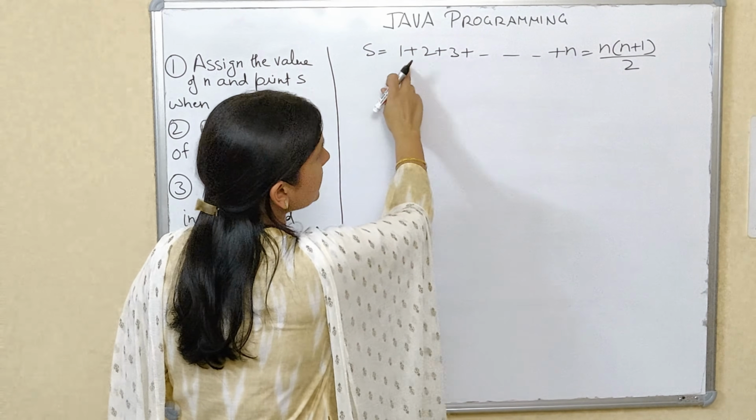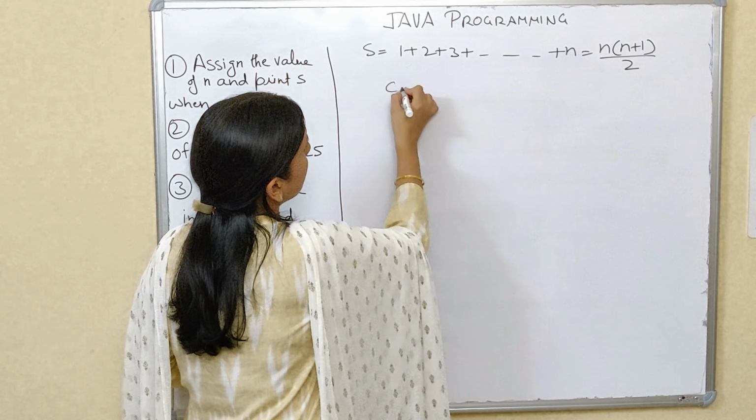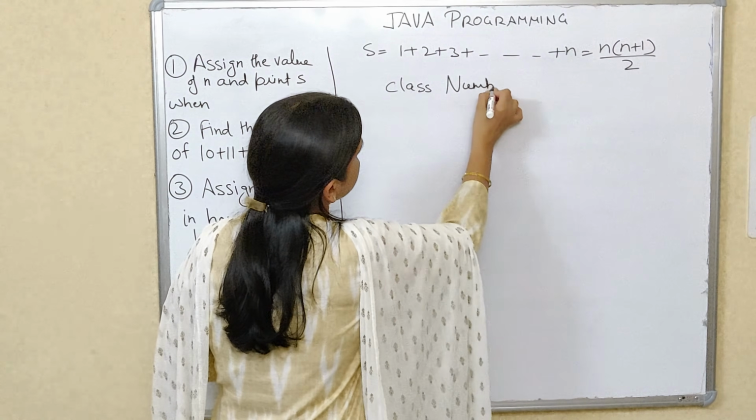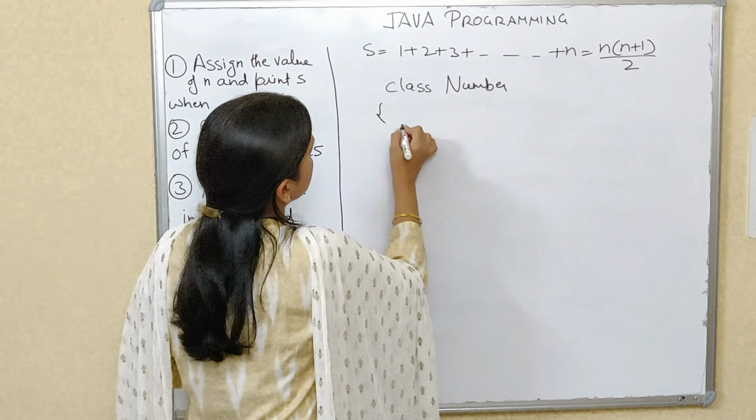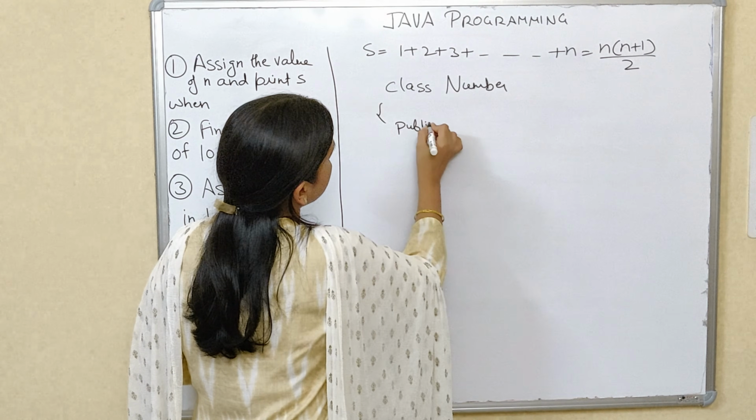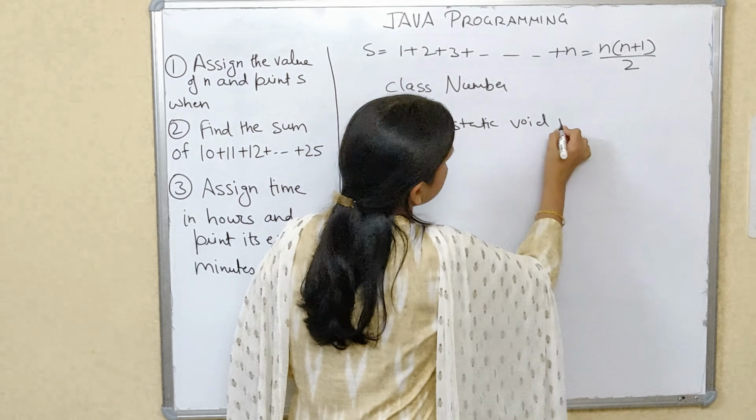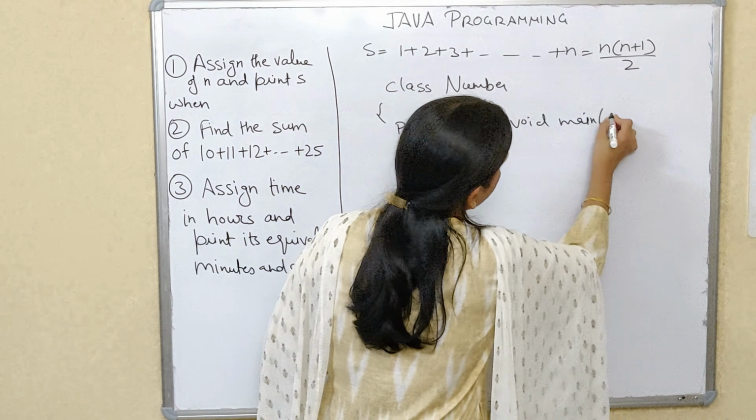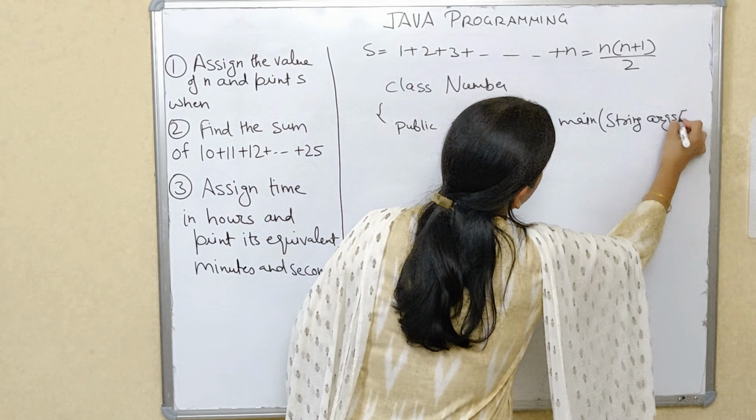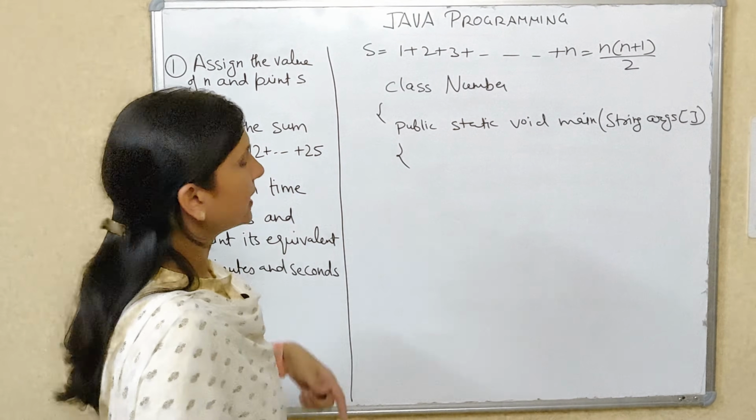But the series starts with 1. Okay. Let's start. Class number, public static void main, String args. Fine. So assign the value of n.